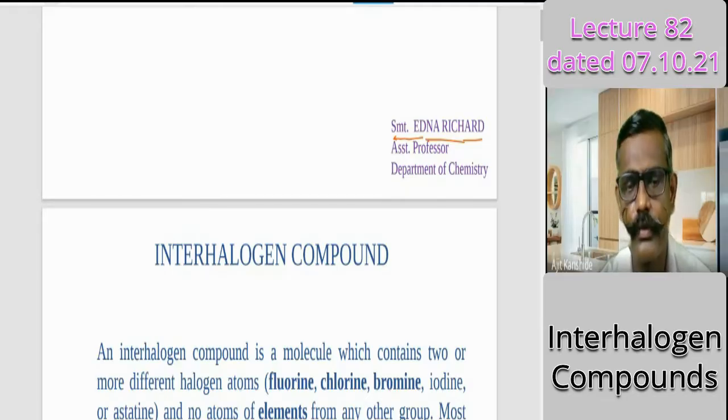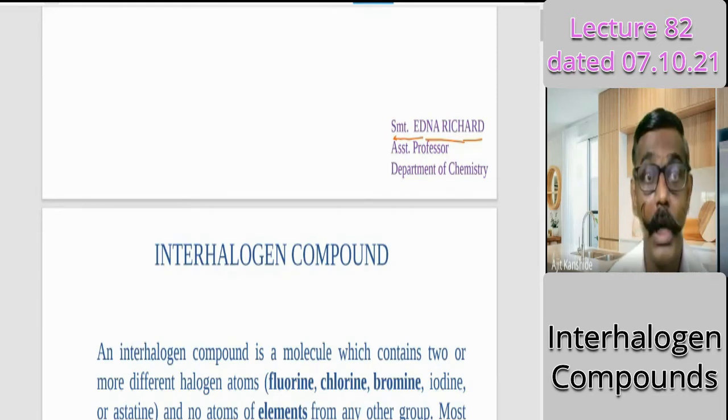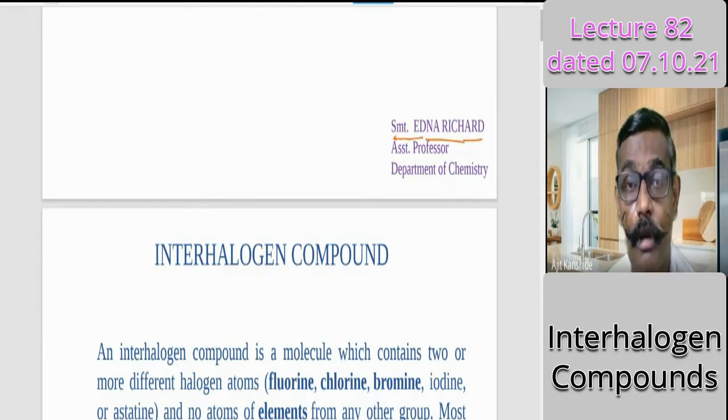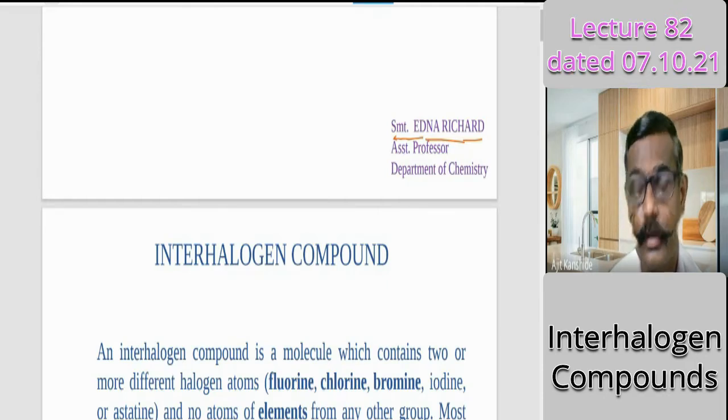Yes, students, today we are discussing interhalogen compounds. What those interhalogen compounds mean, how we can prepare them, what their properties are, and how we can describe the structures of those interhalogen compounds.